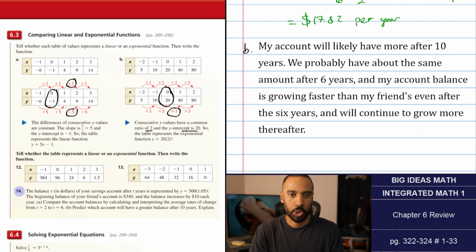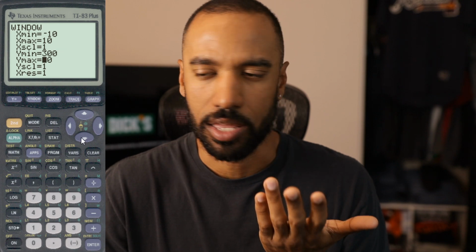Okay, if you wanted to do a true comparison though, we can go ahead and go to the graphing calculator and take a look. So we can do y equals, this will be me, 300 times 1.05 to the x power, and then my friend is 10x plus 340. I totally missed the x for mine. Hold on, 340. Okay, I totally have to change my window as well. The smallest y value I really need is 300 actually. And we saw the numbers go up a little bit. Let's go up to like 700 and see what's going on there. Let's do this for 10 years.